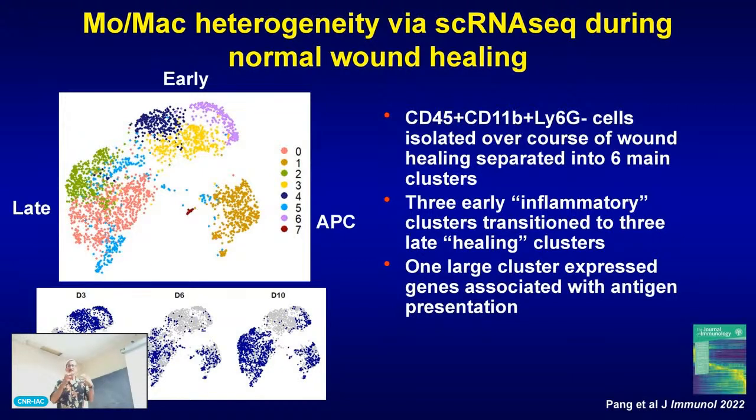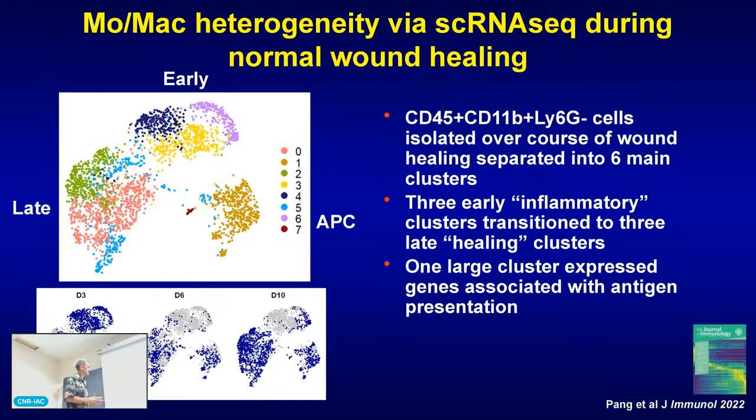We isolate these cells from wounds of mice. We've done some with humans. We do this with traditional cell sorting techniques using these markers. And we look to see how the gene expression patterns of all these cells change over time. So we have in this data set 3 different time points: day 3 after wounding, day 6, and day 10.